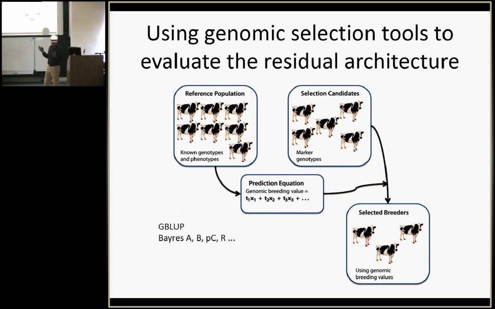And that's how selection is done now at an extremely large scale. And so you end up with animals that have been selected based on reading their DNA. So the models that are being used here are of different kinds, and there are hundreds of possible ways of approaching that, and engineers are very interesting.